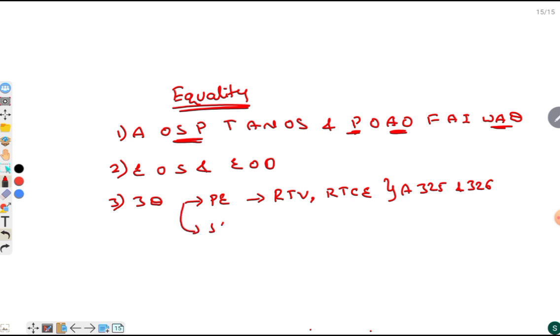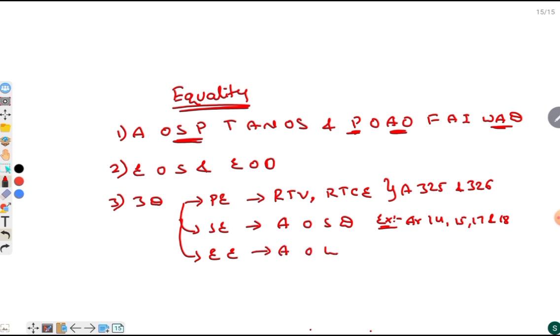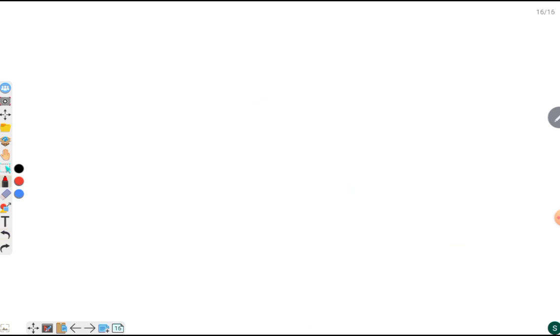Then social equality, here absence of social discrimination. Example, Article 14, 15, 17 and 18. And economic equality, absence of discrimination based on economic factors like class and wealth.